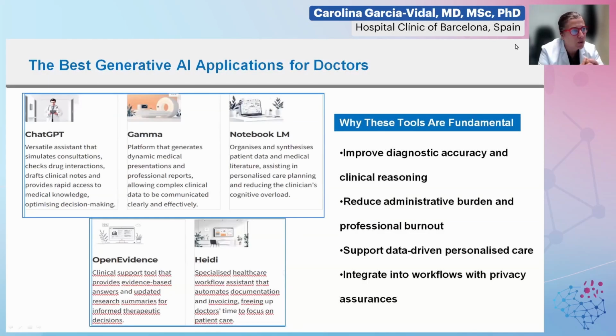Probably you are all used to working with ChatGPT, the best assistant that you can have. But you may also find nowadays other generative artificial intelligence tools that are amazing for all of us. For example, Gamma to create slides and presentations, NotebookLM to summarize different papers and patient data in a very easy way, even Open Evidence, which works in a very similar way, or Heidi, where you can talk with your patient, and the generative artificial intelligence creates all the notes that you need for the health records in your hospital. All of them are amazing. I invite you to test all of them.